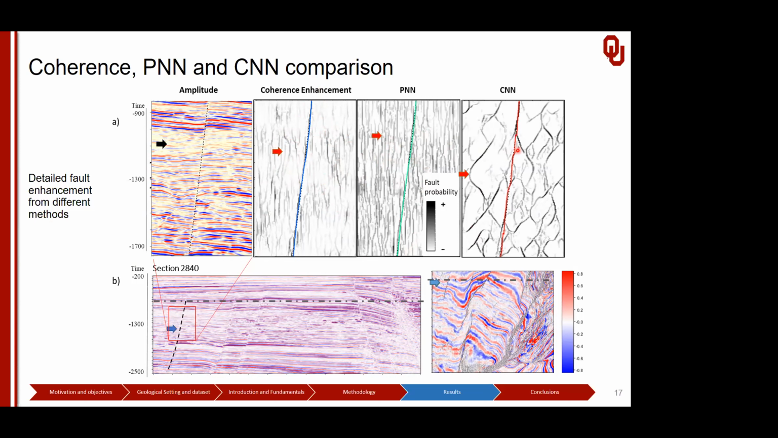And then we move to the CNN. As you can see, the result is cleaner and sharper, but numerous artifacts can be found in the result. For example, this really weird fault. The CNN shows promising results, but strong artifacts. So the coherent enhancement shows noise, and the PNN overall shows poor results.